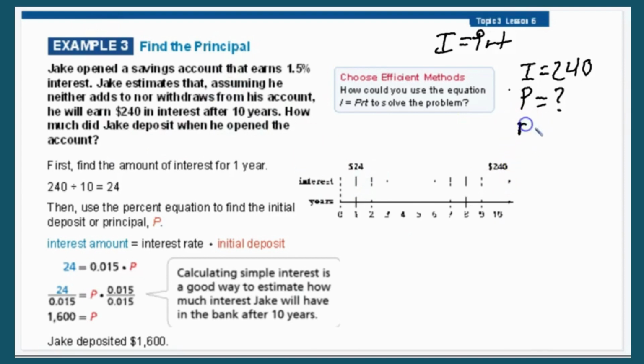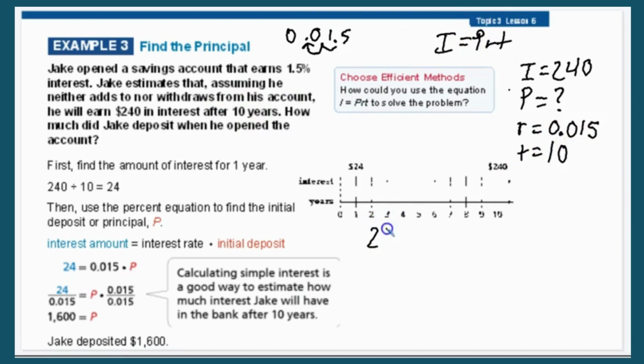What is the R, the rate? Well, it's 1.5%. So if I had 1.5, making it a decimal, I'd move it over twice. So the decimal is now here, 0 there, 0. So my rate is 0.015. And then the T for time is after 10 years. So it would be 10. So let's plug everything in to the formula I equals PRT.